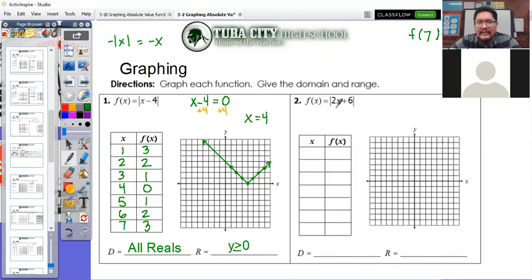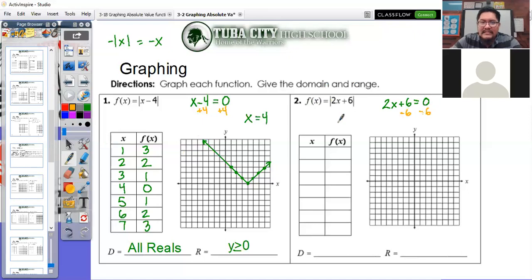So I'm going to plug in 0 for f of x. So in this case, it'd be 2x plus 6 equals 0. And I just use the reflexive property, so I move 0 over to this side, and it means the same thing. I just like having the variable on the left side. It just makes it a little bit easier.